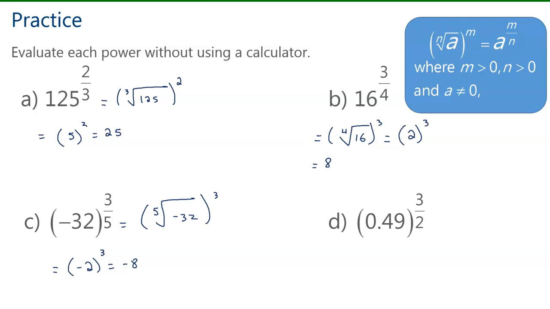For d, we can rewrite the 0.49 as 49 over 100. So this is the square root of 49 over 100 all to the 3. The square root of 49 is 7. The square root of 100 is 10. So this is 7 over 10 all to the 3. 7 cubed is 343, and 10 cubed is 1,000. And that's our final answer.